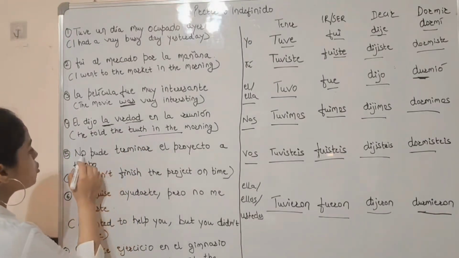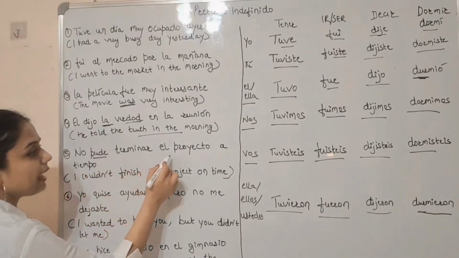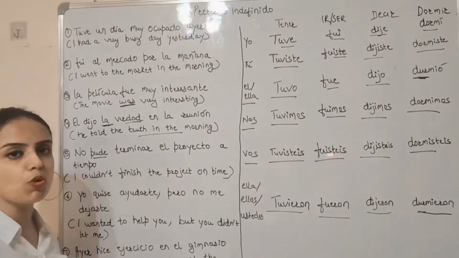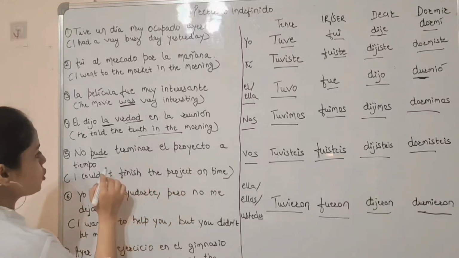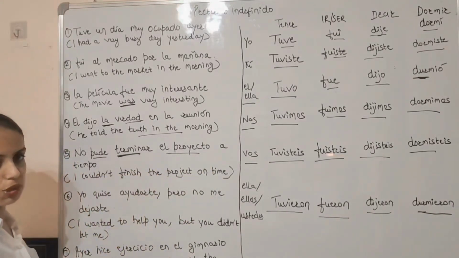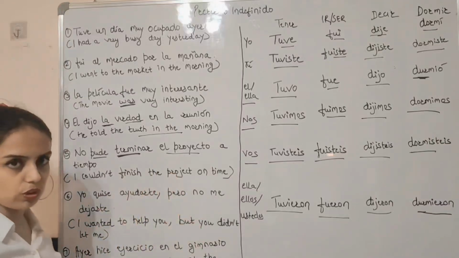Vale? The next one is: No pude terminar el proyecto a tiempo. That means I couldn't finish the project on time. Proyecto, project; terminar, finish. Vale? So, I couldn't finish the project on time.